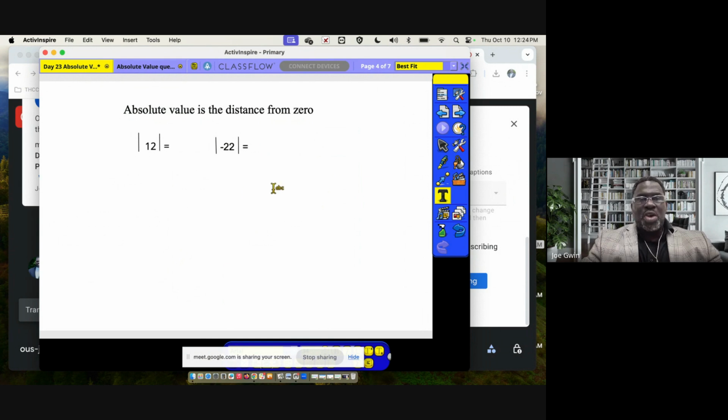So we're talking about absolute value. Absolute value is the distance from zero. So you're dealing with, you're on a number line, let's just say, and we'll look at this first one we have.